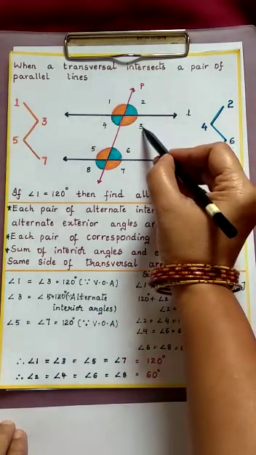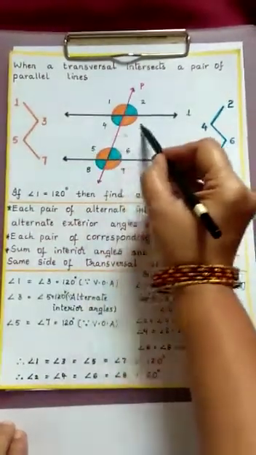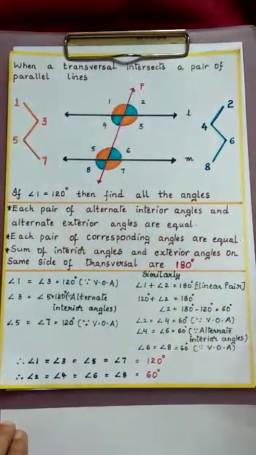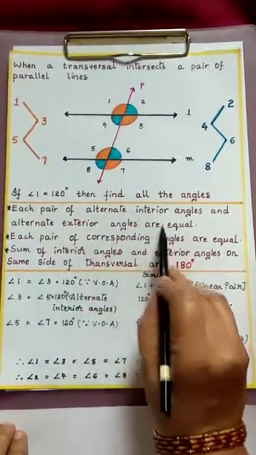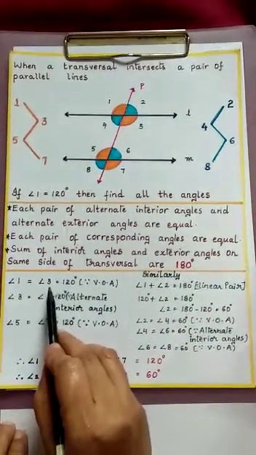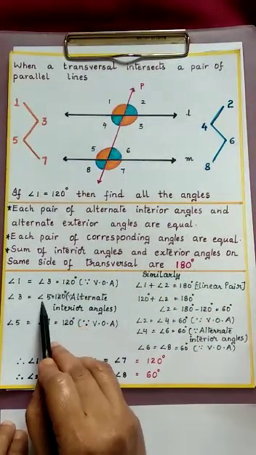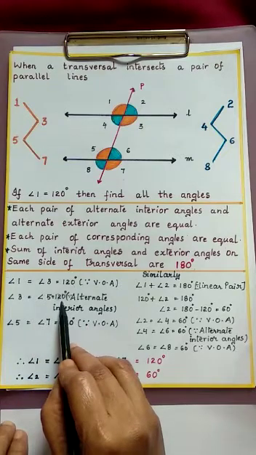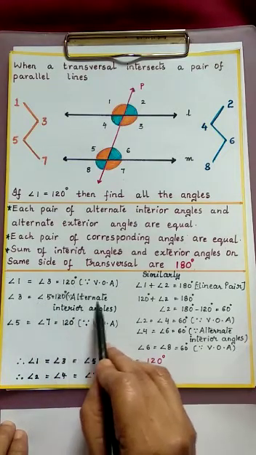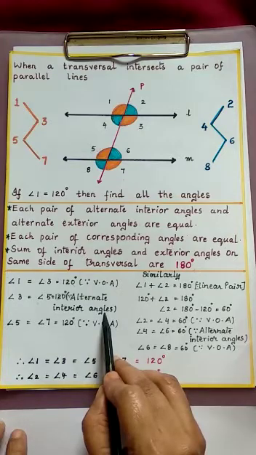Now you see here angle 3 and angle 5. What kind of angles are these two? Alternate interior angles. Alternate interior angles are always equal. So we know angle 3 is 120, so angle 5 is also 120 degrees. What's the reason? Alternate interior angles are equal.